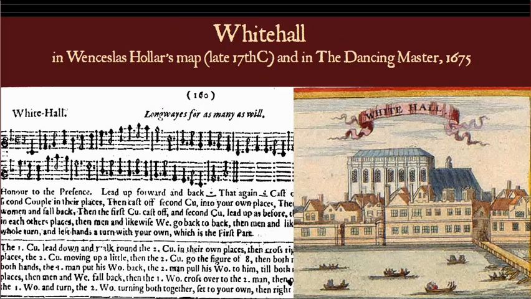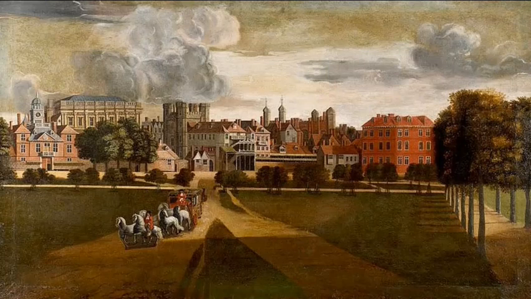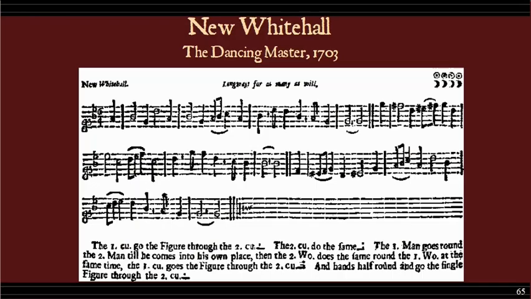Whitehall was originally known as York Place, as it was the residence of the Archbishops of York from the 13th century until it was appropriated by Henry VIII in the 16th century. The Palace of Whitehall became one of the main residences for the Tudor and Stuart monarchs and grew into a vast, sprawling network of more than 1,500 rooms. It was destroyed by fire in 1698, and all that now remains is the banqueting house, built by Inigo Jones in the early 17th century. There were plans for rebuilding the palace, and there is a dance called New Whitehall, which appears in The Dancing Master from 1701 onwards.